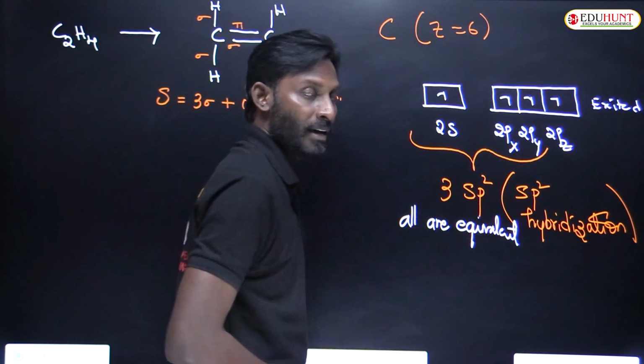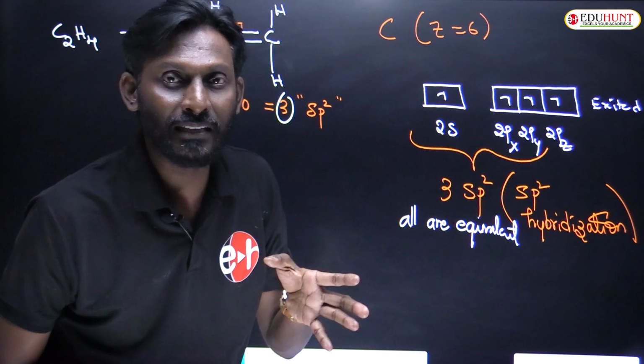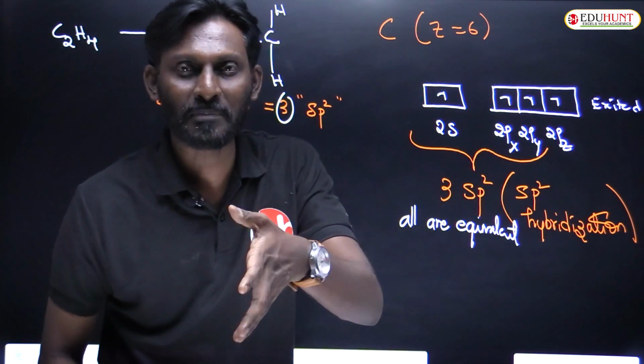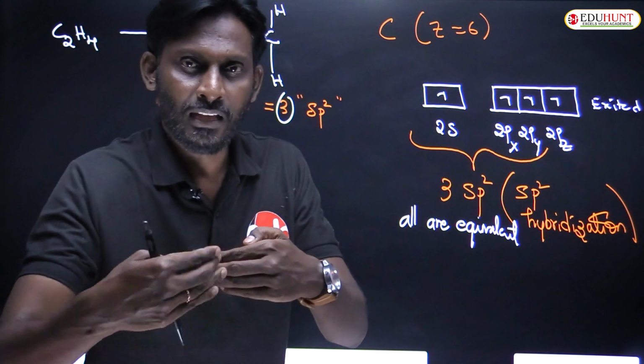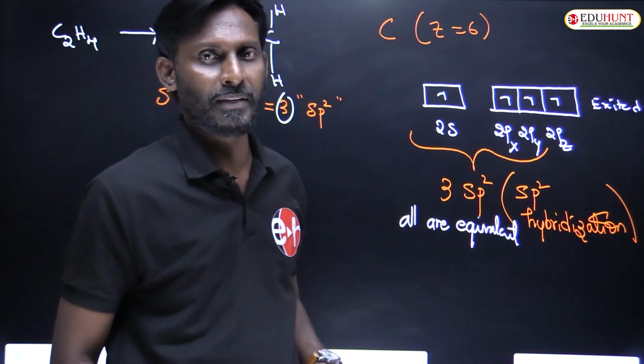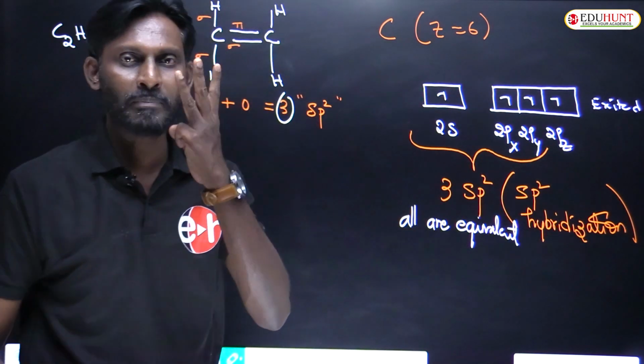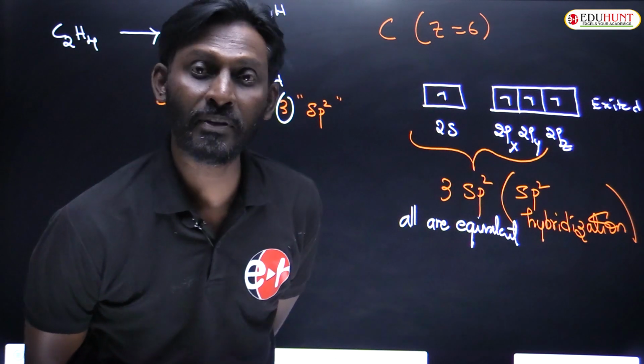So do remember all these things are happening in which atom? The carbon atom, the central atom. So in the valency shell of the central atom these things are happening. So finally you got 3 hybrid orbitals. Then the next step is very important.